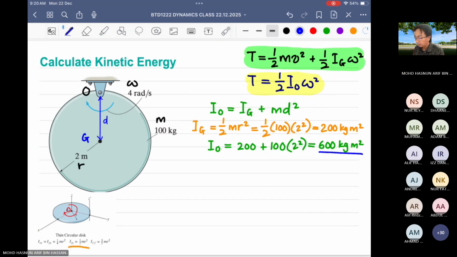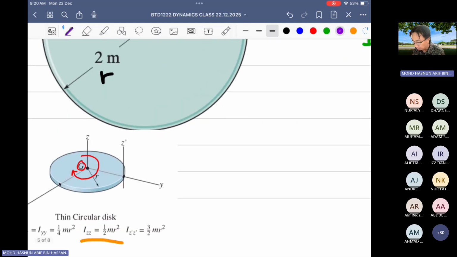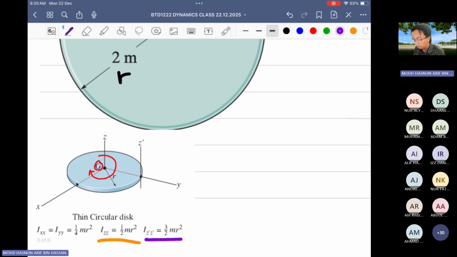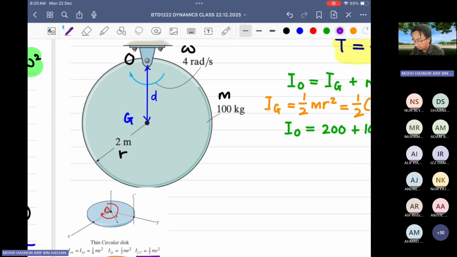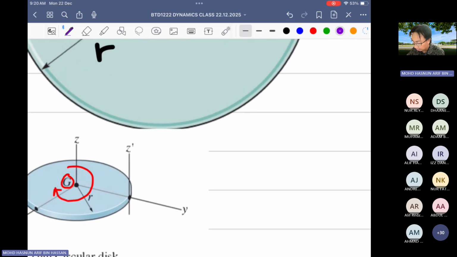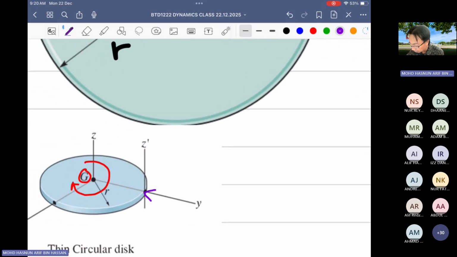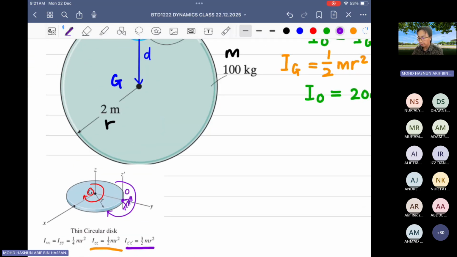This is the value of IO that you will get by using the parallel axis theorem. Now I want to show if we use IZ prime, which is 3/2 mr square. If you look at the figure that we have here, the fixed point is here. If you can imagine it like this, here is the fixed point. This is point O. Point G is in the middle. So this is rotating like this about point O. This is the direction of rotation.